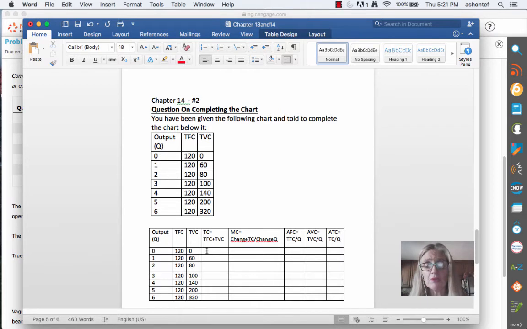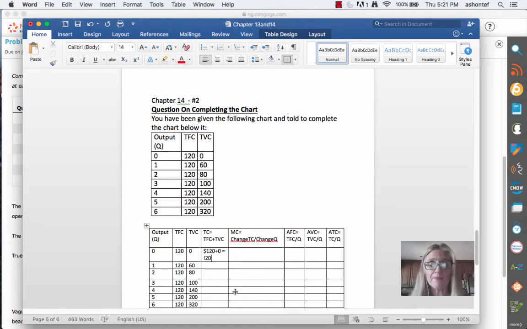So we'll just do a couple of these. At quantity of output 0, our total cost would be our fixed, plus our variable, which would be 0, so that would be 120. Let's do the next one. Let me change that to a 1.